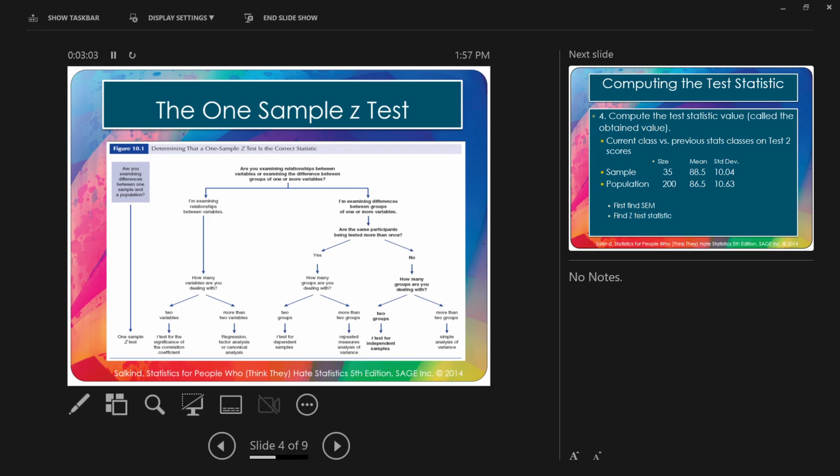So using this chart, we can see that we have two choices as a starting point. On the left, we're asked if we're examining differences between one sample and the population. And over on the right, we're asked if we're examining relationships between variables or the difference between groups of one or more variables. In our example, we're looking for differences between the current class and comparing it to all previous classes. So we're working with one sample and making comparisons to the population. So we're going to use a one sample z-test.